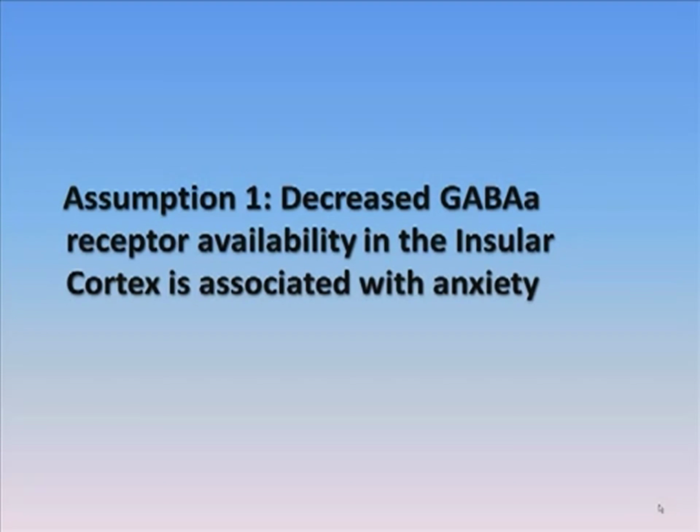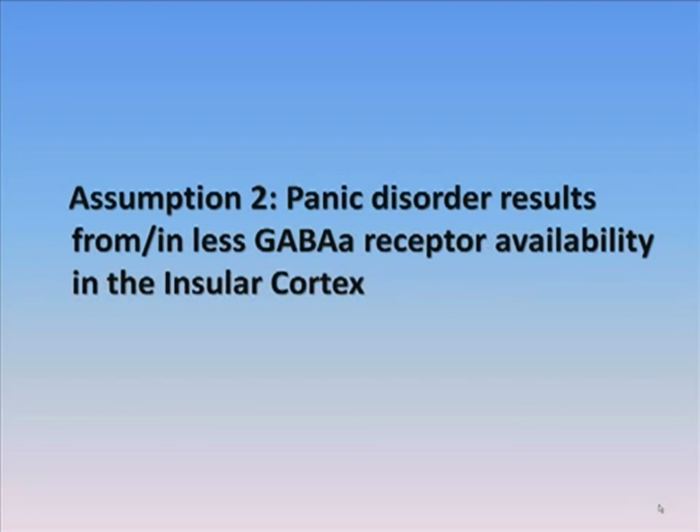So, returning to the study, I've drawn two assumptions. The first assumption is that GABA A receptors are less available in the insular cortex in people with panic disorder. The second assumption is more contentious and goes beyond the study data, but helps with the model. That is that in panic disorder, there is a direct result of there being less GABA A receptor availability in the insular cortex.